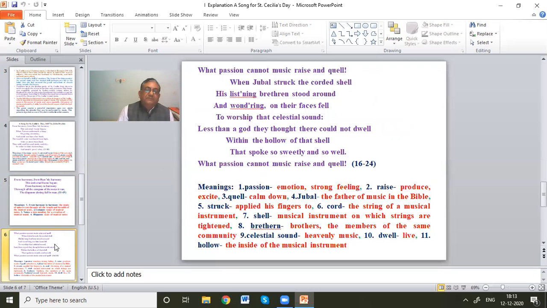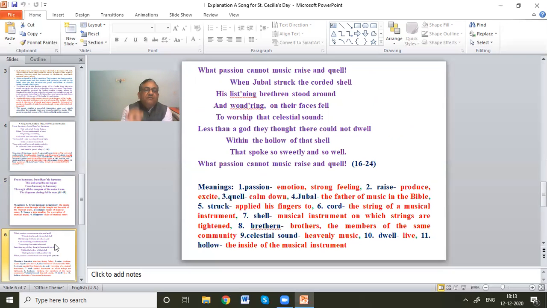Now the second point, the second part of the point. What passion cannot music raise and quell? Passion means feeling, emotions, strong feelings. The poet says, what passion cannot music raise, meaning produce, and calm down.